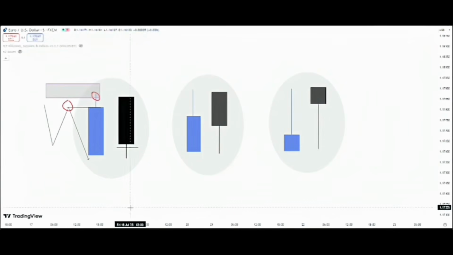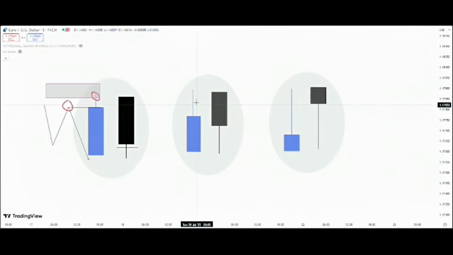So that is why understanding the wicks of the candle is very crucial when you are talking about smart money concept. Now, let's move to the second diagram. Take a look at this second diagram. As you can see, this is a bullish candle. Look at the size of this candle wick and look at the body of this candle. They are equal or relatively equal. Okay?